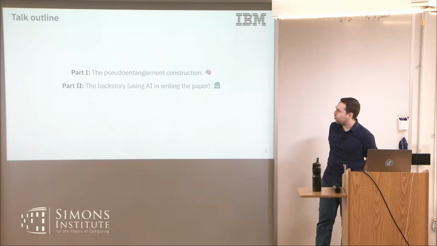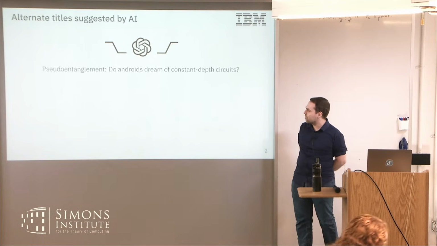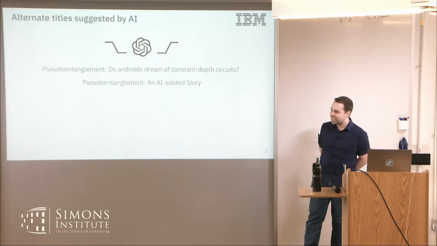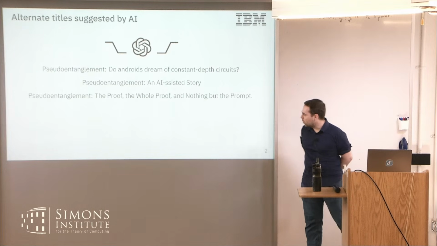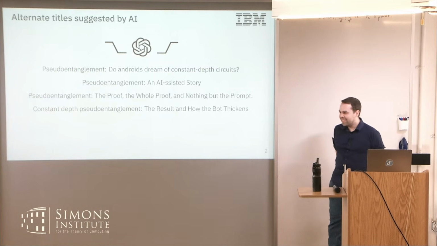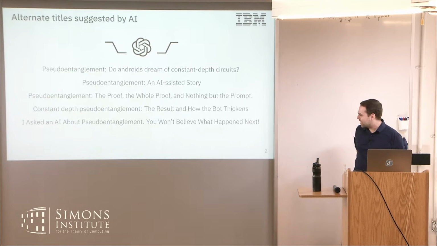Before I go into that, I've used AI in everything having to do with this project, including creating this talk. And I asked it for some suggestions for a good title. And I want to show you some of the runner-ups that didn't make it as the titles of this talk. So: Do androids dream of constant depth circuits? An AI-assisted story? The proof, the whole proof, and nothing but the prompt? The result and how the bot thickens? And probably the one that was closest to being the actual title: I asked an AI about pseudoentanglement. You won't believe what happened next.